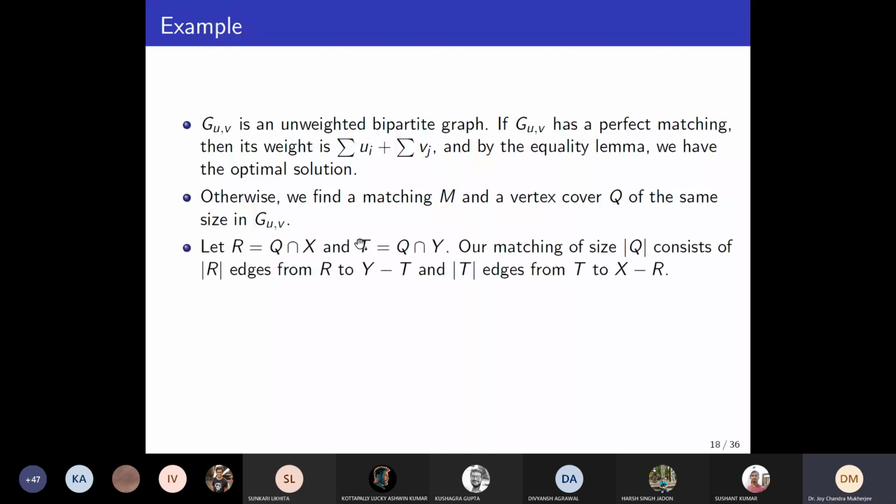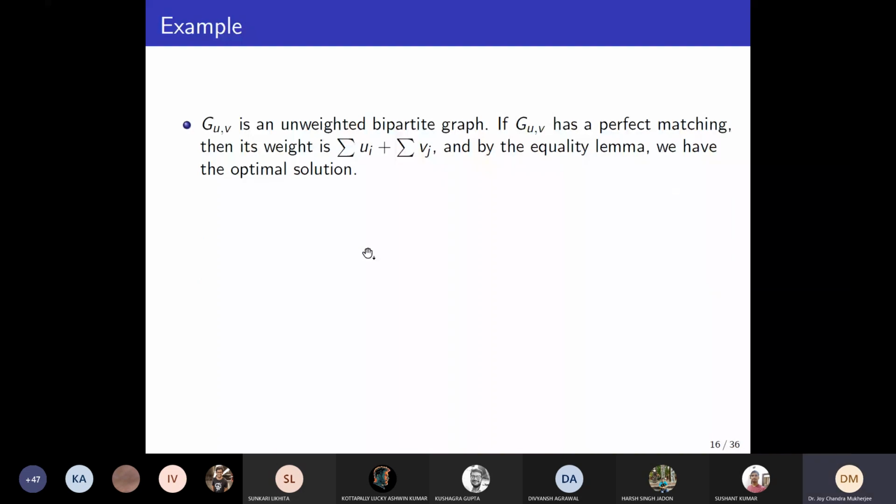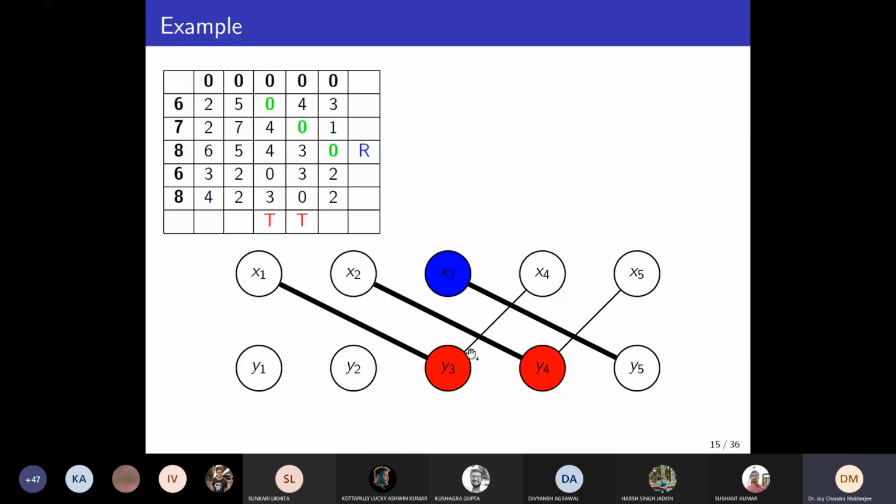Now, this cover is Q. Some vertices in it are taken from the x partite, and some vertices are taken from the y partite. So R is the set of vertices which are taken from the x partite, and T is the set of vertices that are taken from the y partite. So here x3 is taken from the x partite, and y3 and y4 belong to T; they are taken from the y partite.